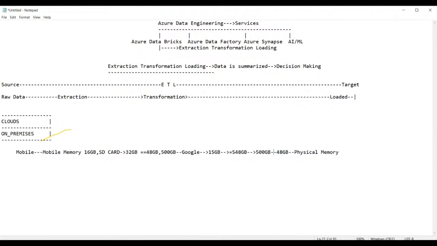So we can say that Google Drive, we can call it a cloud. Am I right, guys? Everyone? Google memory is called what? Cloud memory, cloud data memory. Whereas the physical memory of your mobile phone, we can refer to it as on-premises memory. Am I right, guys? On-premises. So now tell me, what is the drawback, guys?